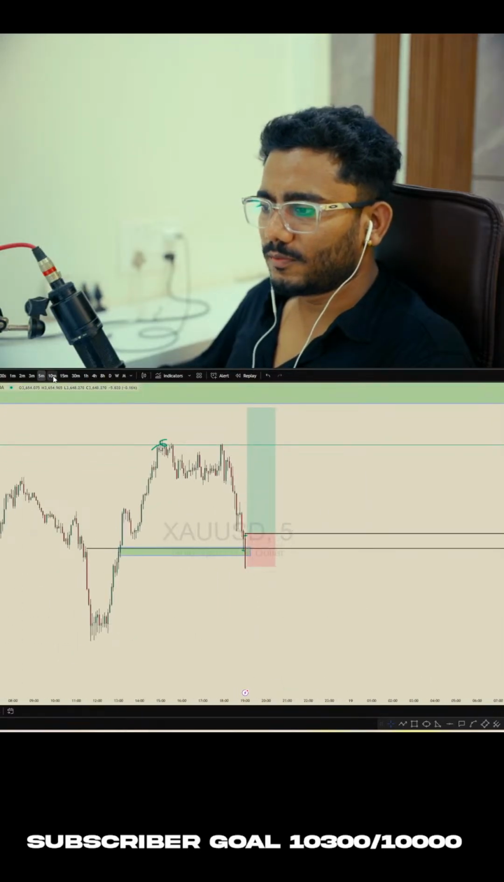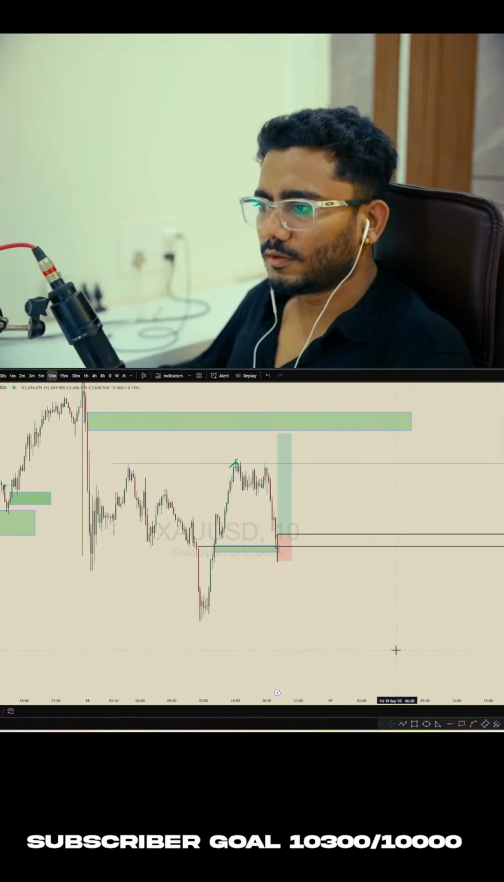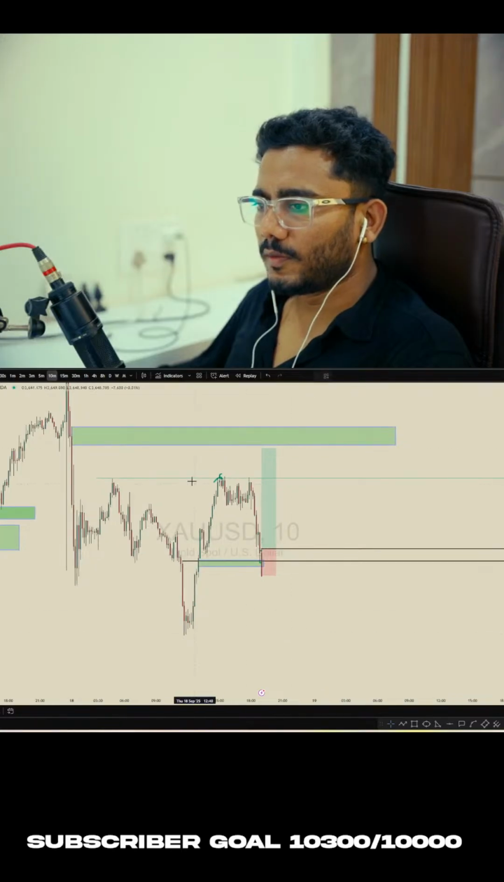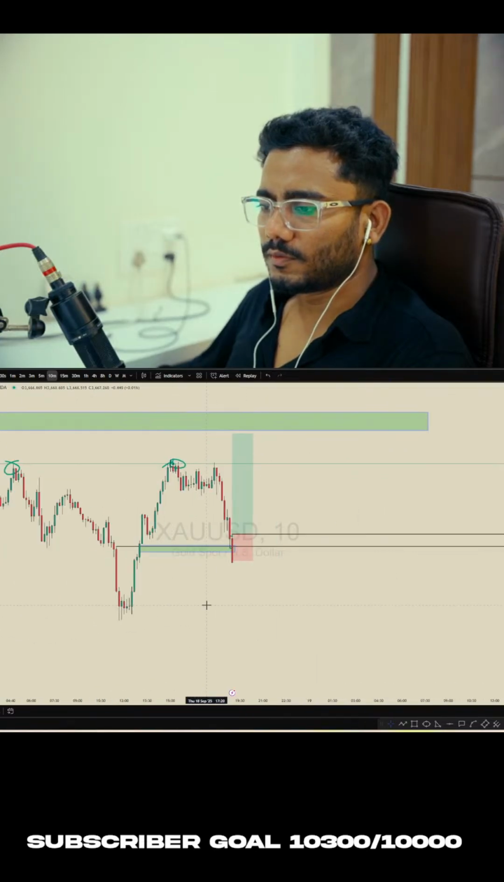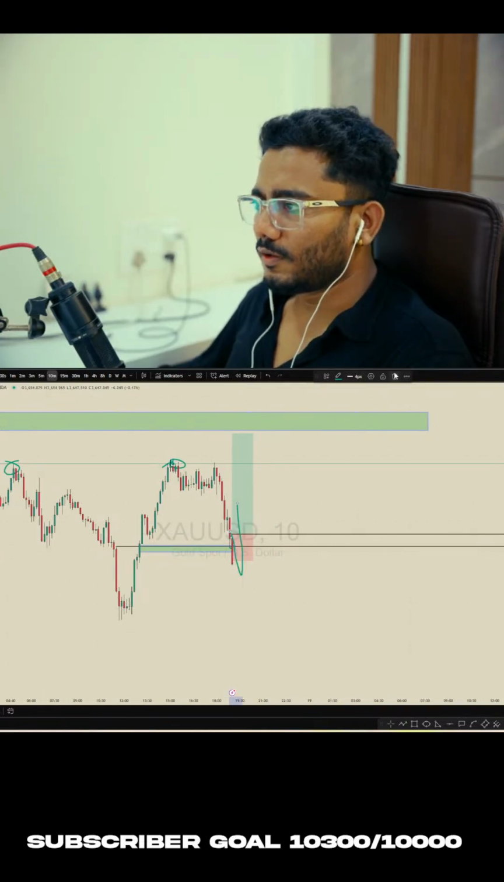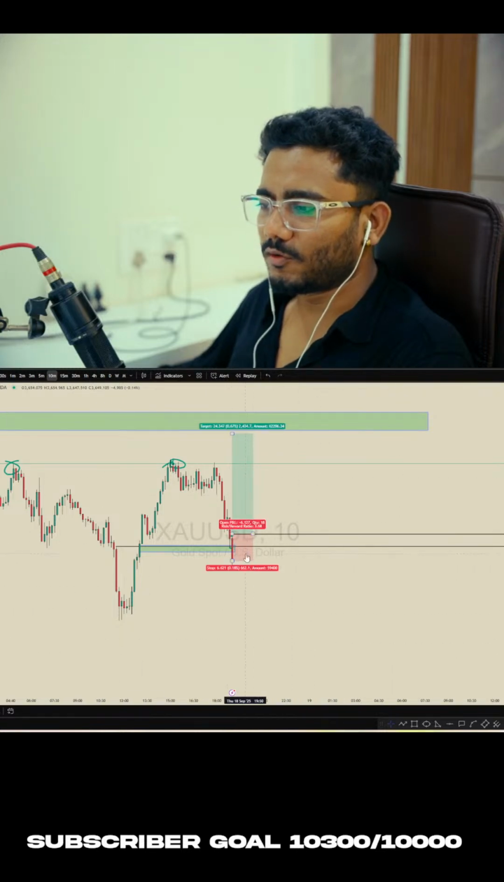I think momentum shifted to the downside. It's basically consolidating this high to this high. So let's say if price continues to another candle, which is on 50 minutes or 10 minutes.